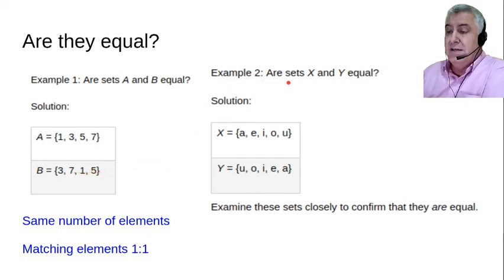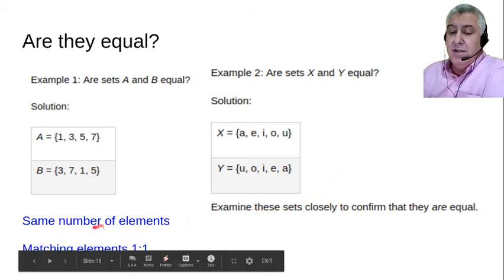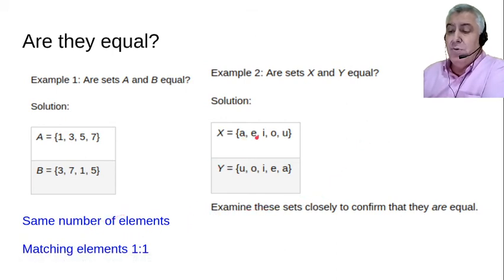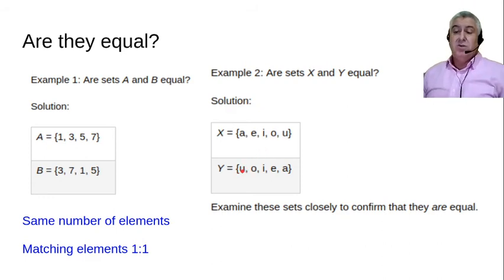So let's see, are x and y equal? Do they have the same number of elements? 1, 2, 3, 4, 5, and 1, 2, 3, 4, 5. They both have 5, and do they match 1 to 1? A goes to A, E goes to E, I goes to I, O goes to O, and U goes to U. So yes, these are both equal.